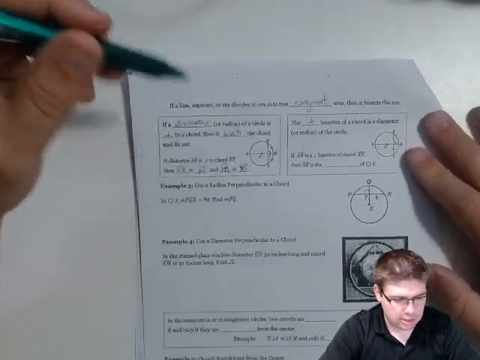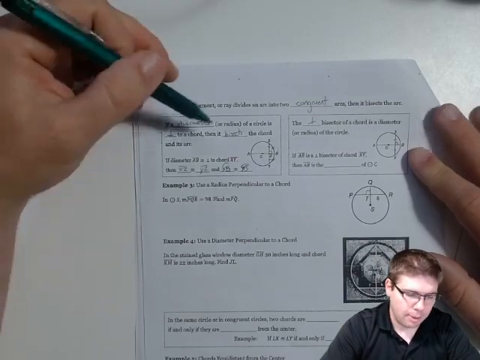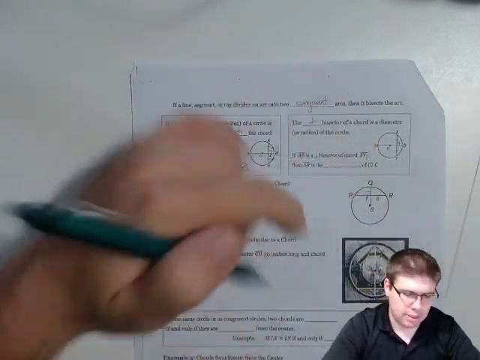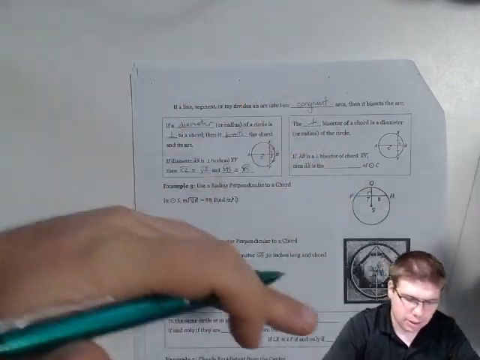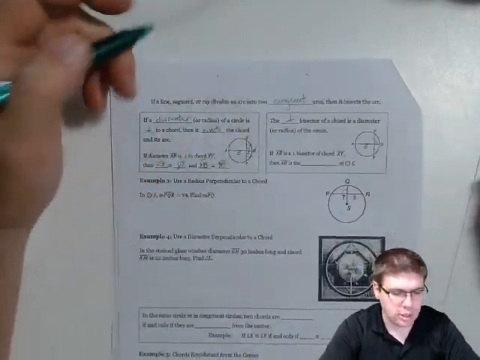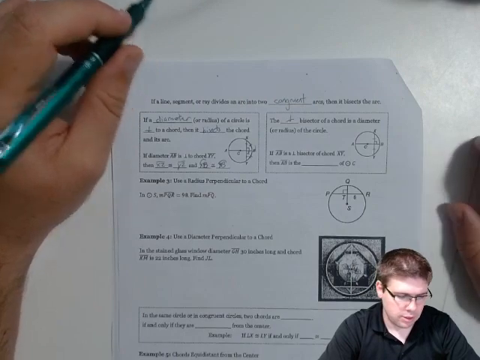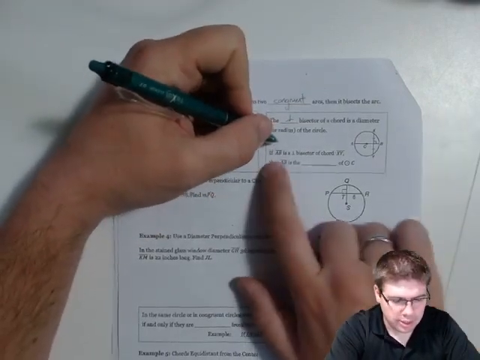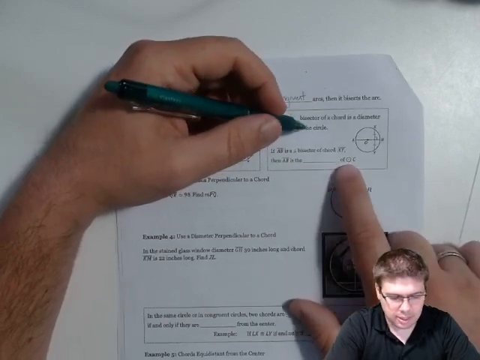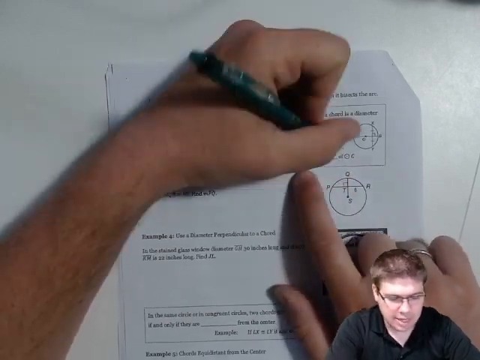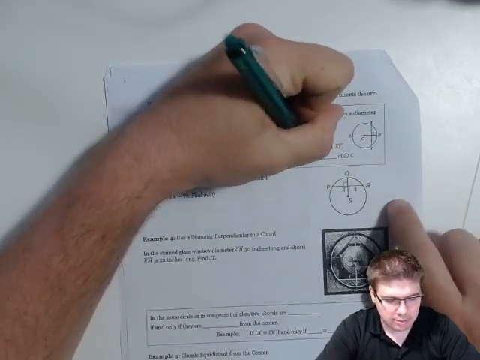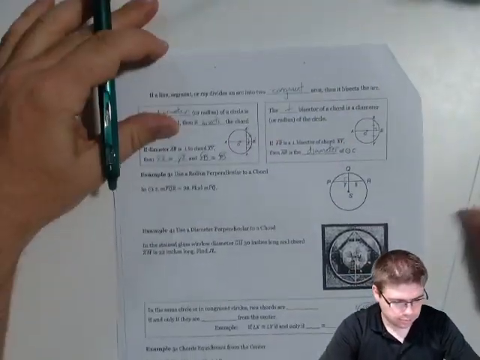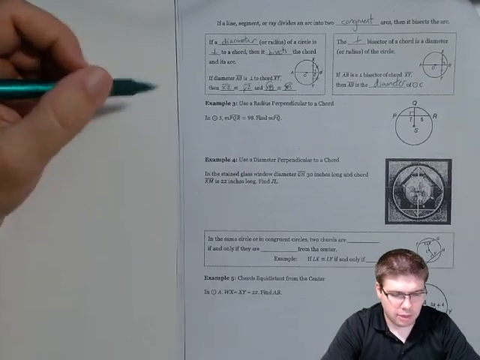So this one kind of tells us if we are perpendicular and we're a radius or diameter, we bisect. And then the other one is saying, if we bisect, then we know that it's the radius or the diameter, depending on how far you go across. So in this case, if AB is a perpendicular bisector of chord XY, then AB is the diameter of circle C. All right, so we're going to use this property for a couple of these.